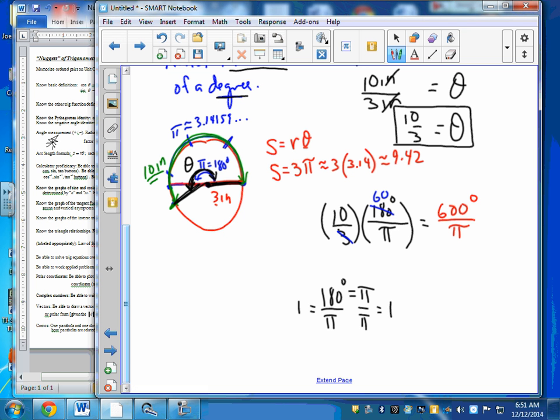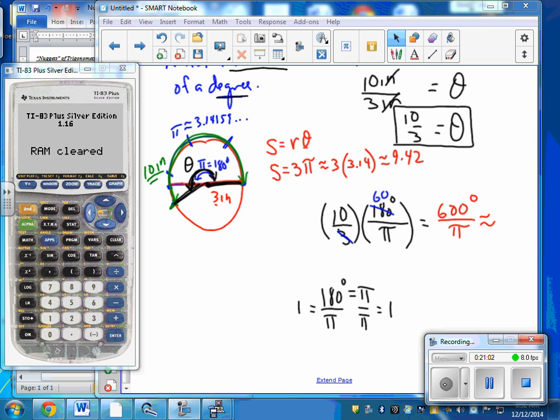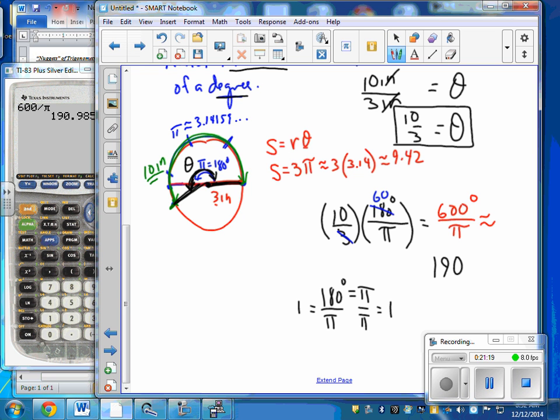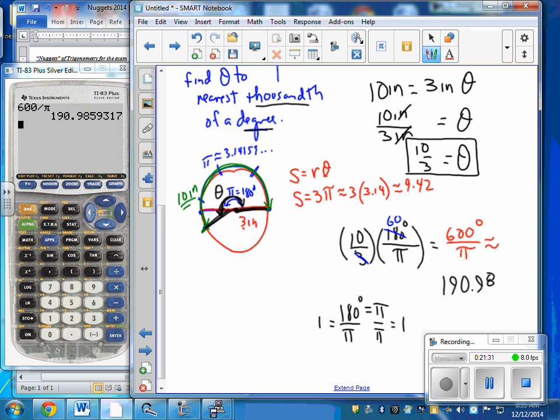Okay, so 600 degrees divided by pi. And now I suppose we should go ahead and go to our calculator to get an approximation to the nearest thousandth. Let me stop this while I pull up my calculator. Okay, back again. I've got my calculator here. So now I just need to divide 600 degrees by pi. 600 divided by pi gives me about 190.98. We need the nearest thousandth, so rounding, 190.986 degrees. Okay, so there's a problem on sector, or on arc length.